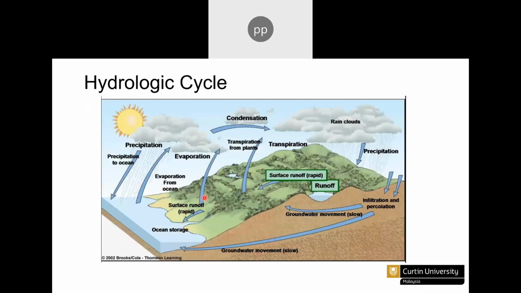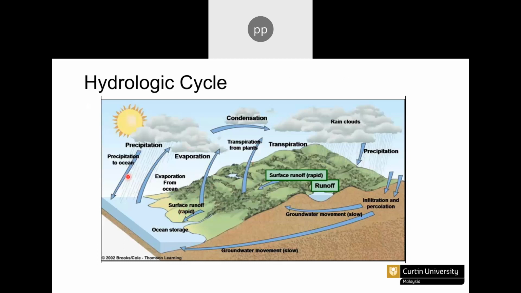Okay, so this is a very basic concept that everyone is well aware of: the hydrologic cycle. Why is this hydrologic cycle so important? Because in the previous slide, I discussed the sources.